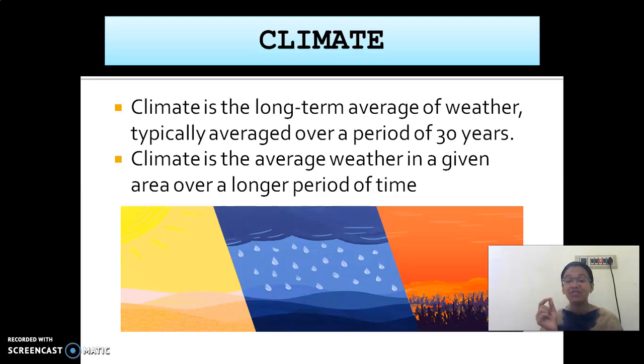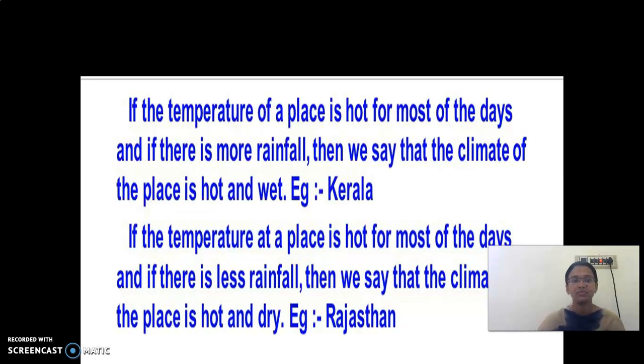The climate is taken for a long term average of weather. It may be over 30 years or 25 years. The climate is the average weather in a given area over a long period of time. The temperature of a place is hot for most of the days, and if it receives more rainfall, then the climate of the place is called hot and wet. What is it? Hot and wet.